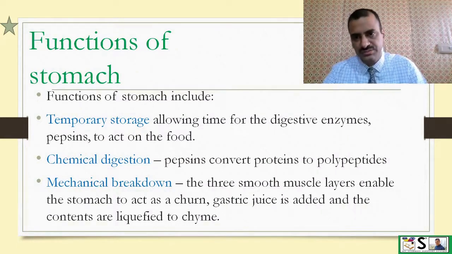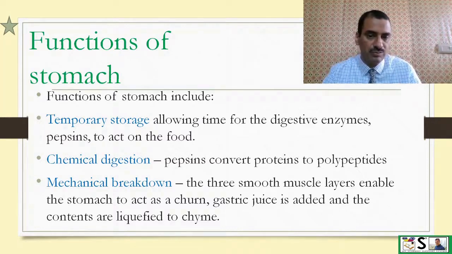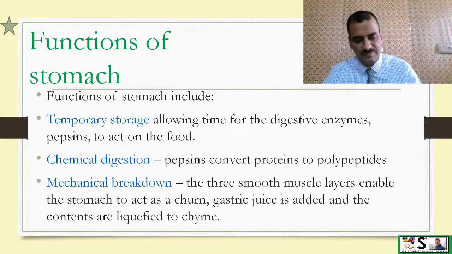Functions of stomach. Functions of the stomach include temporary storage. First function is temporary storage. It stores the food and allows the digestive enzyme pepsin to work on the food and to digest. Second is chemical digestion. By the pepsin, the proteins are converted into polypeptides.